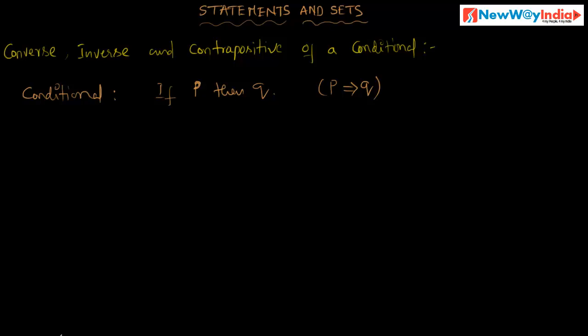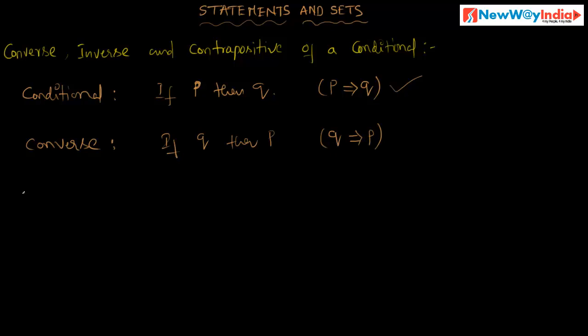Then the converse. What is the converse? If Q then P. It is called the converse. Symbolically it is Q implies P. It is the converse of the given conditional. If the conditional is P implies Q, then the converse is Q implies P.